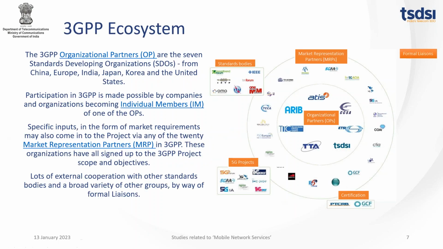So this is the 3GPP ecosystem. This slide talks about it. It basically has the organizational partners. Across the world, we have 7 different countries who are the organizational partners, or the SDOs, which constitute the entire 3GPP. From these organizational partners, the companies, labs, and organizations can become individual members and contribute to 3GPP. The other ecosystem consists of market representative partners like COAI in India, who also provide the market requirements to 3GPP to create the standards and the technology. And of course, there are a lot of other bodies which participate with 3GPP through a license, like GCF, 5GA, etc.